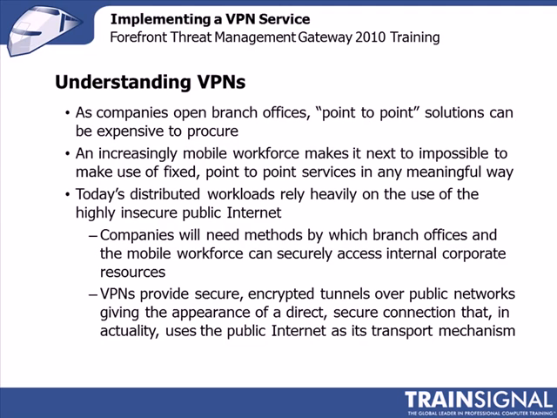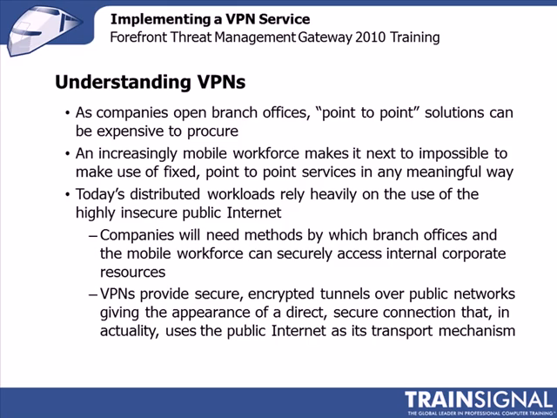Let's start with some basics around VPNs. First of all, as companies open branch offices, point-to-point solutions can be expensive to procure. So for example, GlobalMantics has its headquarters, but then it decides to open up a new office that might be in another state or even another country. A point-to-point solution such as a T1 line or direct fiber connection between the two facilities can be an incredibly expensive option, although it does provide the most stable connection that's out there.